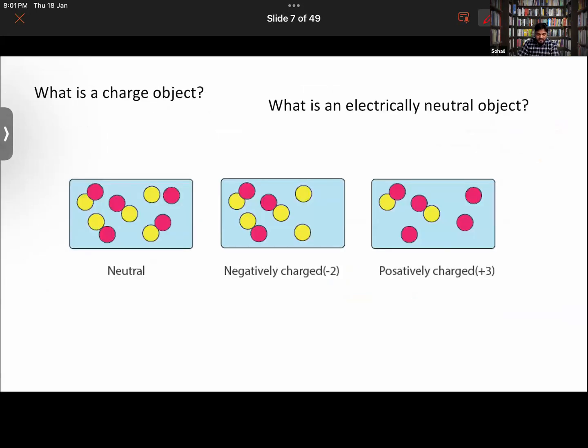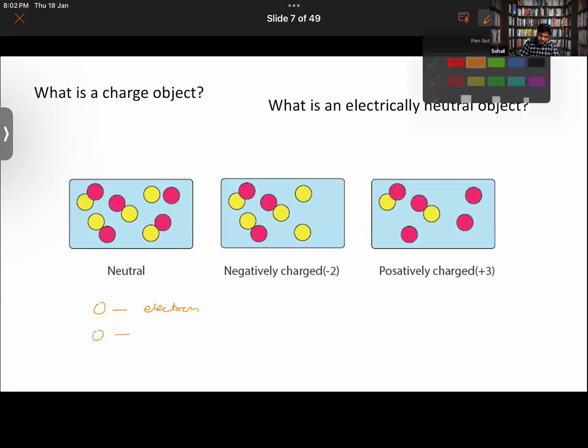There are different ways to charge objects. One of the ways to charge two objects is by rubbing. Have a look at these three figures over here. Look at the numbers here. The yellow one represents electrons. The pink one represents protons. They both are equal, so it's neutrally charged.